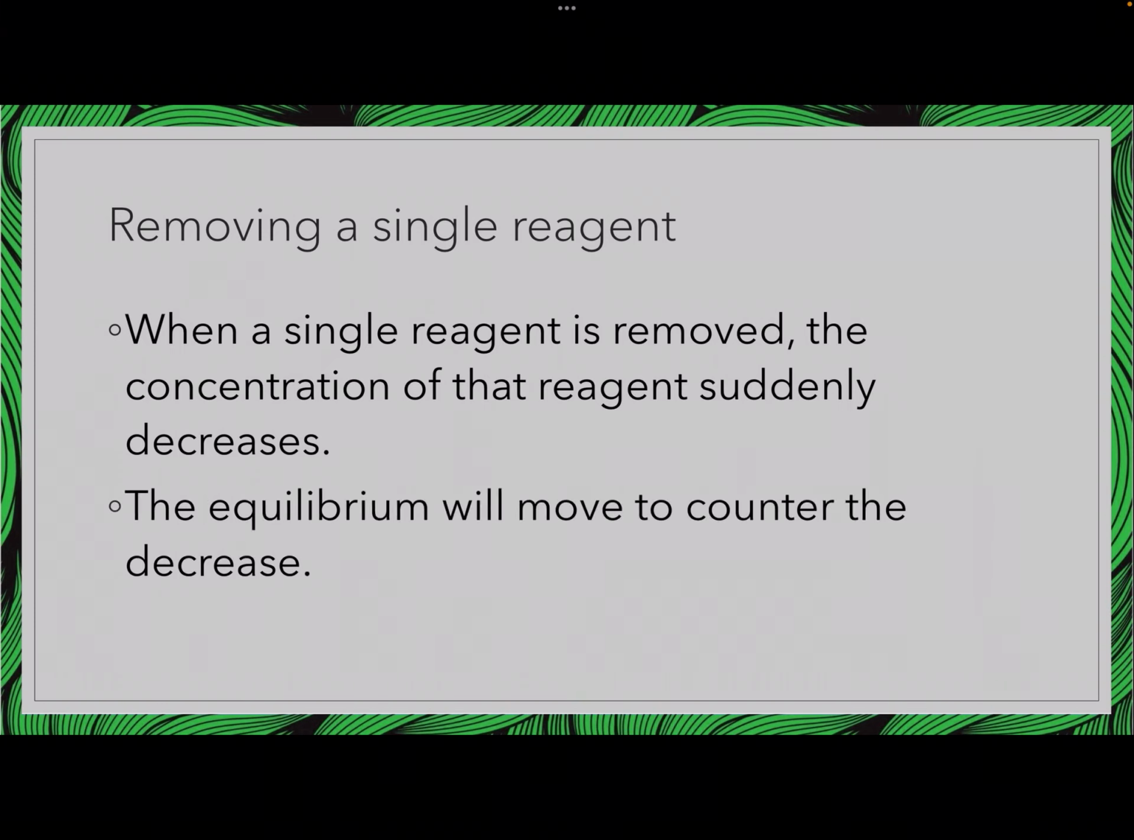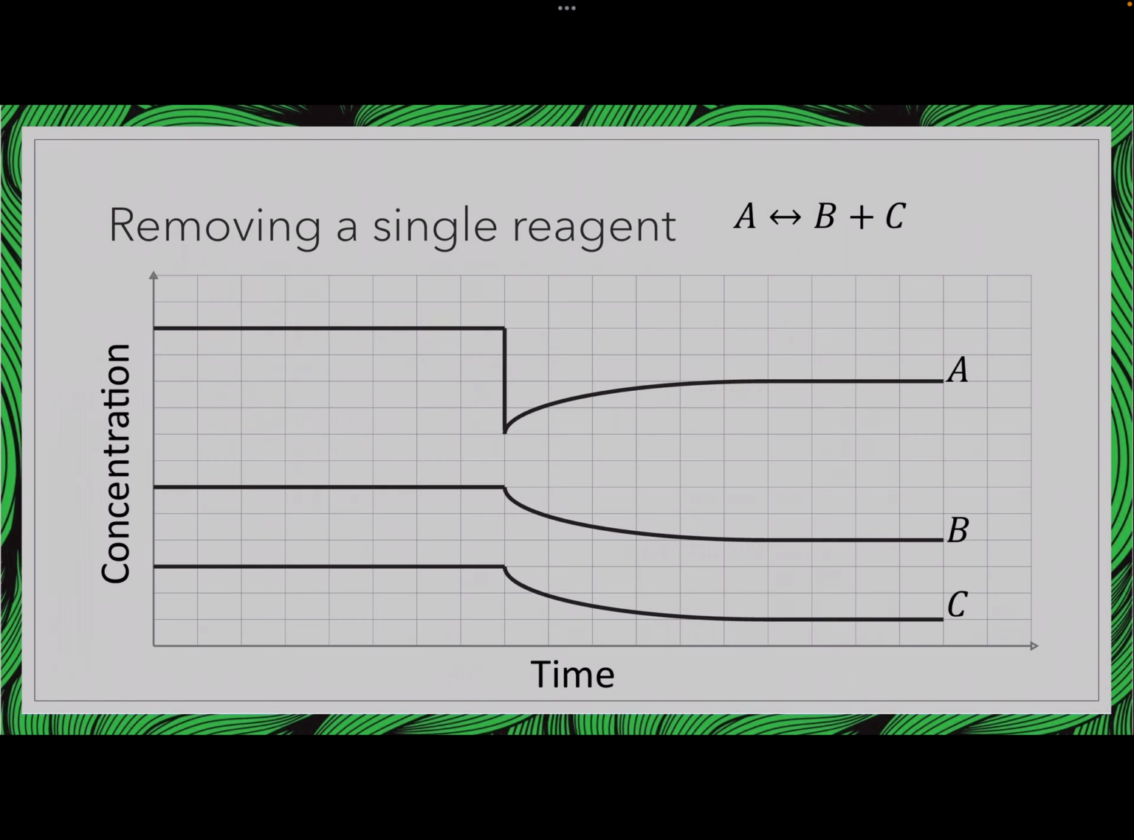So what does this look like? Well, let's assume we've got this equilibrium system. So we're using the same equation. A is in equilibrium with B and C. Everything's at equilibrium. They're all constant concentrations. And then at a certain time, we remove a bunch of A, and so the concentration rapidly drops. We can see then that the equilibrium moves to minimize the change by producing more A. And as we're producing more A, we have to use B and C to do that. So we can see the concentrations of B and C are dropping.